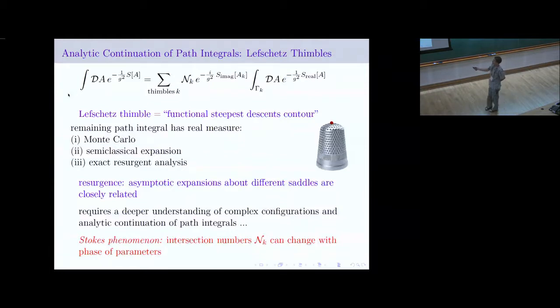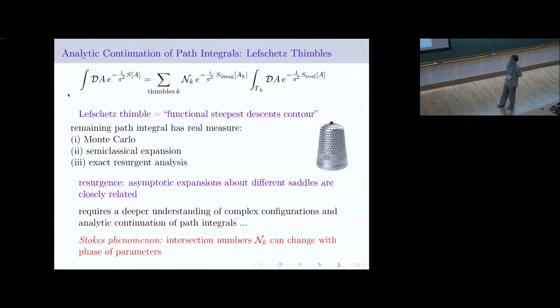Right? The difficult thing is this number n, the intersection number, which thimbles contribute, and the point is that that can change as the phase of some parameter changes, because these things appear and disappear, that's the Stokes phenomenon, and that's what happens at a phase transition. So that's actually what you're looking for. So that's what makes this a complicated problem and an interesting problem.